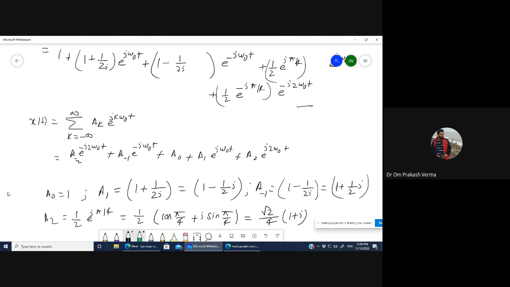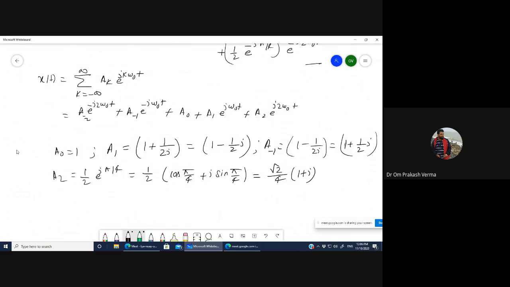Okay, very good. Now tell me what is the value of a of minus 2. A of minus 2 becomes 1 by 2 e to the power minus j pi by 4, right? So it gives 1 by 2 times cos pi by 4 minus j sin pi by 4, right? So it gives root 2 by 4 times 1 minus j.